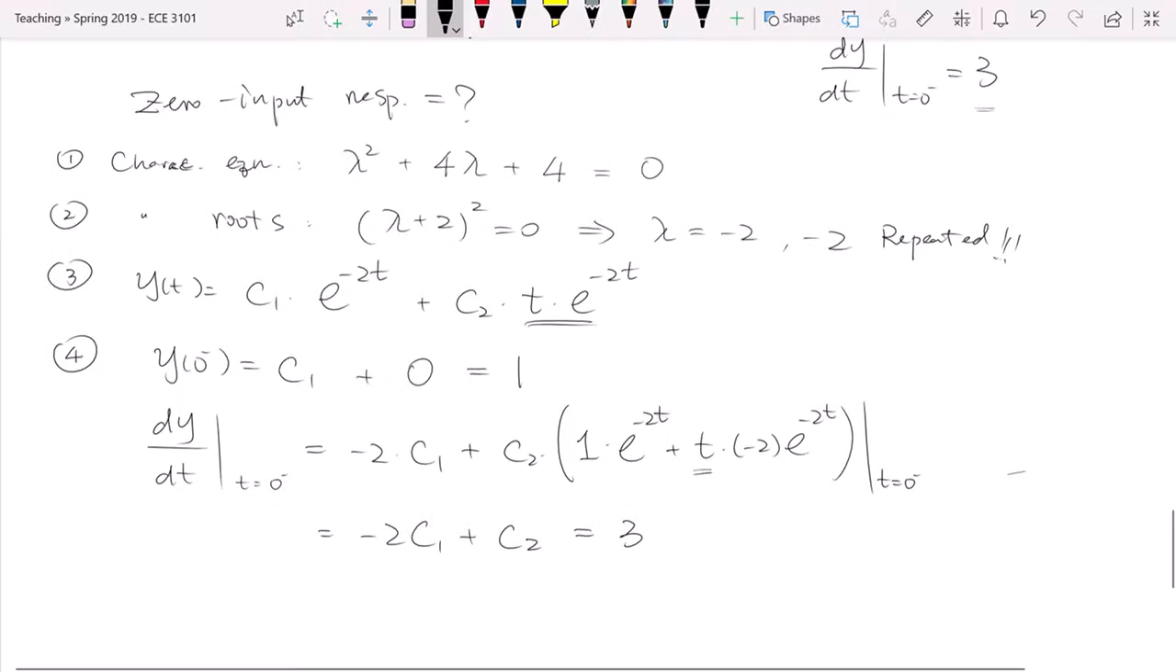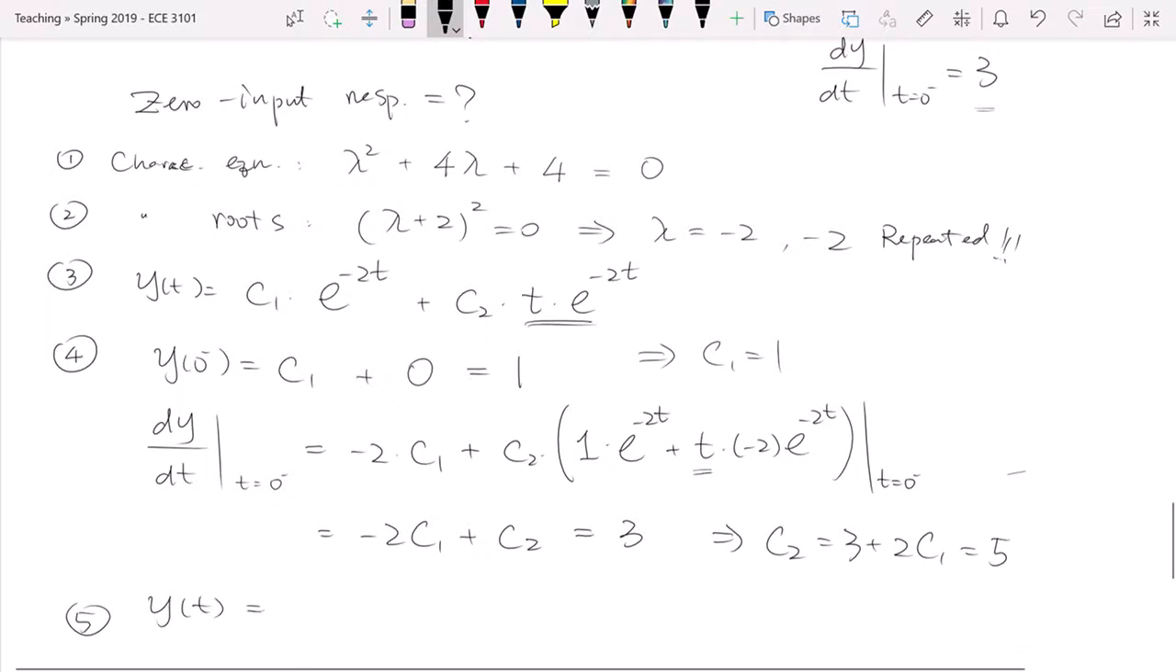Now, in the first equation, you already have c1 equal to 1. And with the second condition, you have c2 equal to 3 plus 2c1, which in this case will be equal to 5. And you have solved this equation. Just have to summarize your result together.